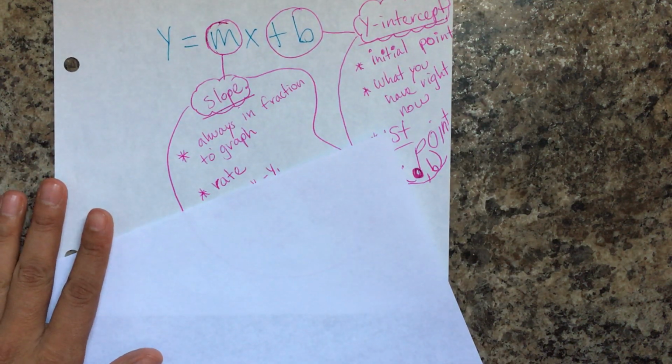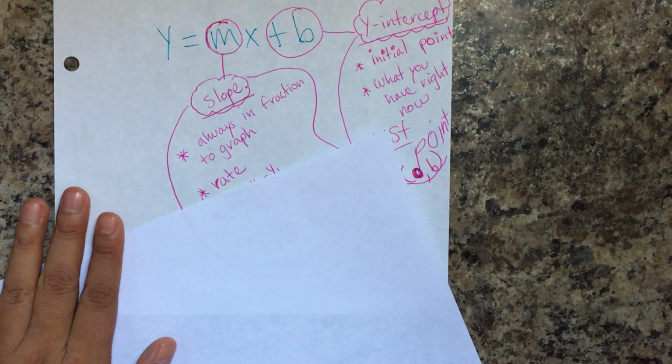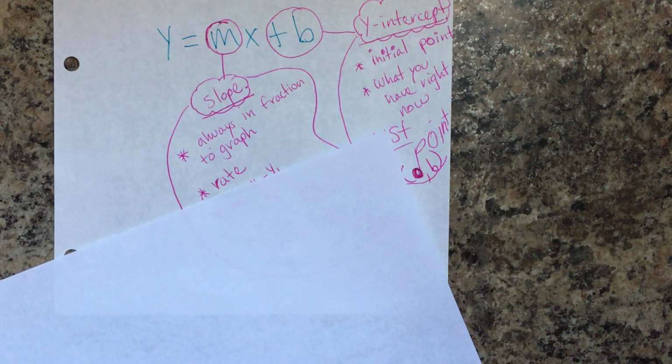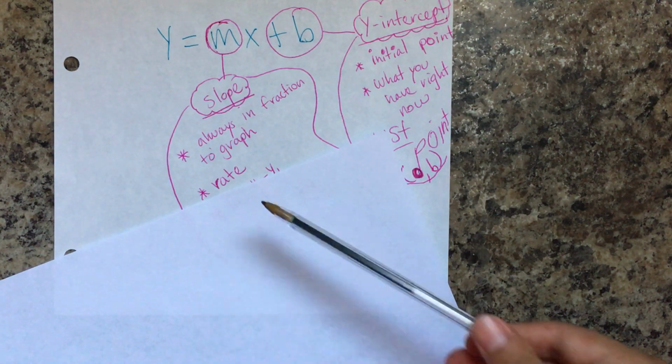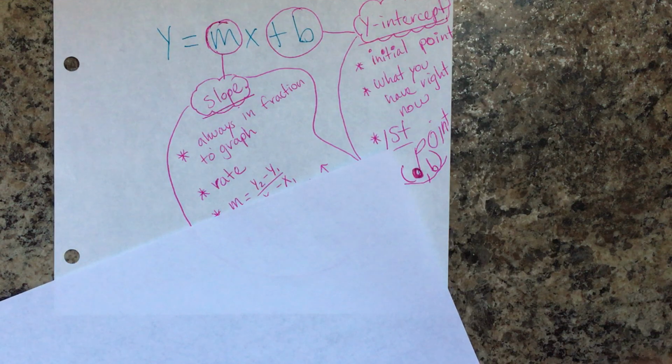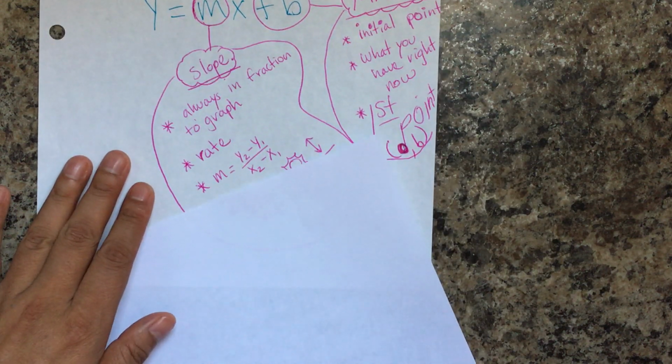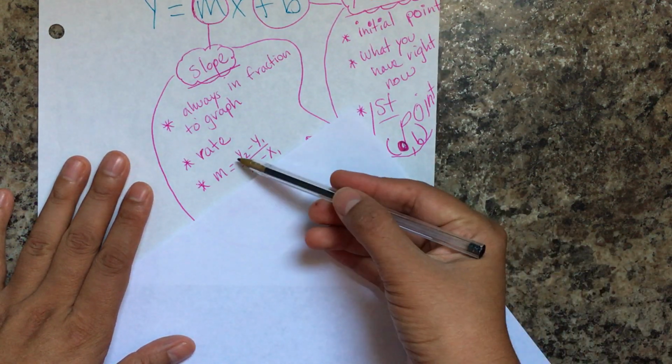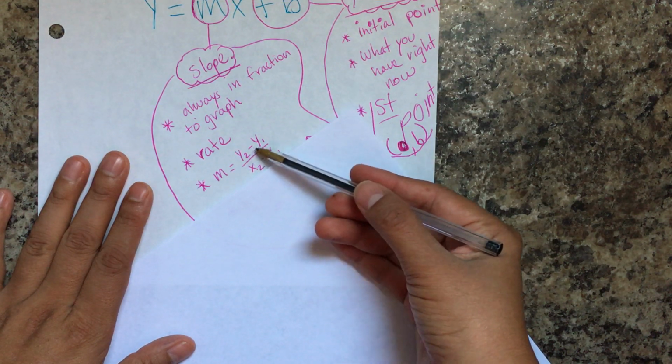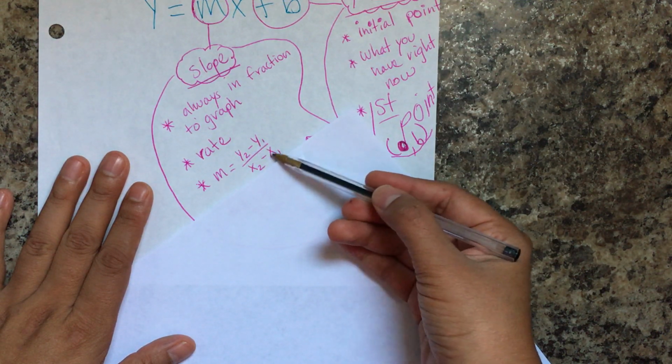It's the rate: how many miles per hour, how many miles per gallon, what else, how many ounces of water you drink each day, etc. So it's the rate, okay, constant rate. The formula, if you're given 2 points, is m equals y2 minus y1 over x2 minus x1.